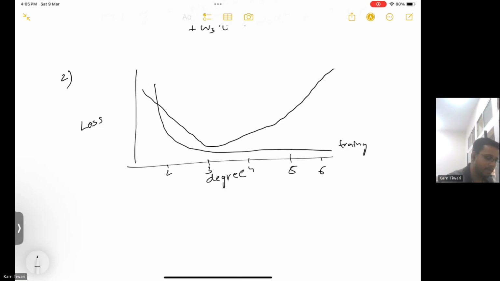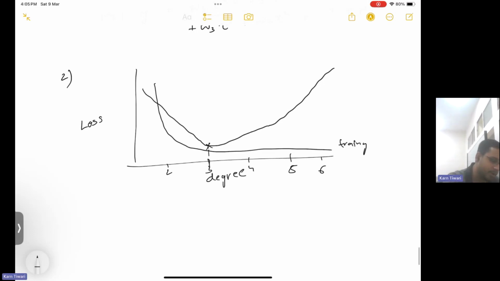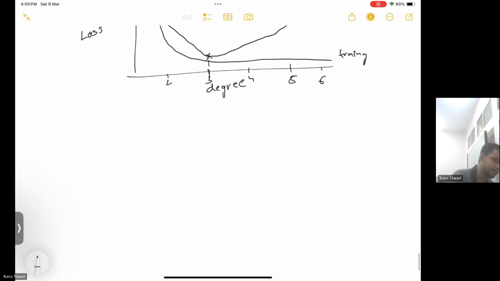So what I told you, a testing error, wherever it is minimum. If you have different models and you want to choose which model to select, always choose the model where the testing error is minimum. In this case, validation basically. So I will be choosing this model of degree 3. So the answer is degree 3.